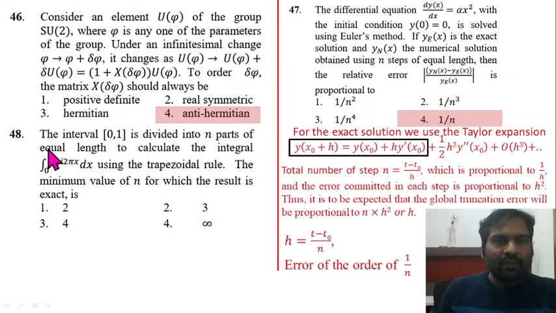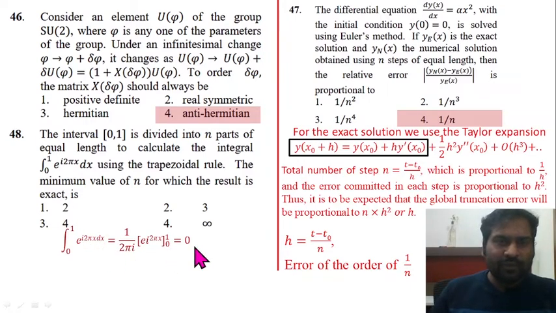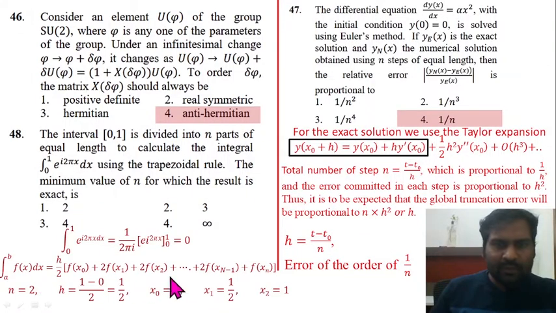Question number 48. The interval 0 to 1 is divided into n parts of equal length. To calculate the integral from 0 to 1 of e raised to the power i 2 pi x dx using the trapezoidal rule, the minimum value of n for which the result is exact is. For the exact solution, just do this integral and you will find that the exact solution is equal to 0. Use the trapezoidal rule. So this is the trapezoidal rule.